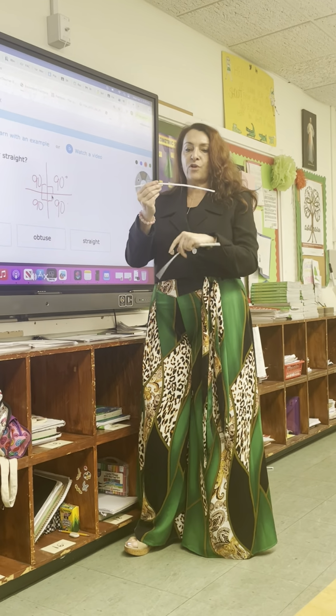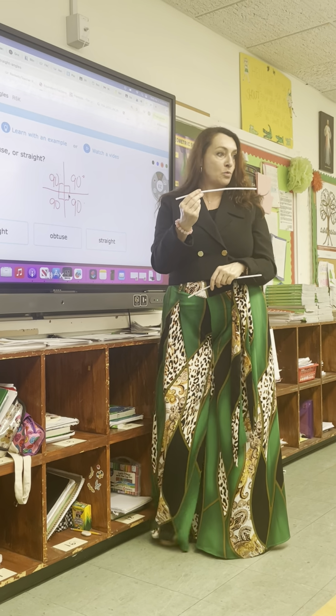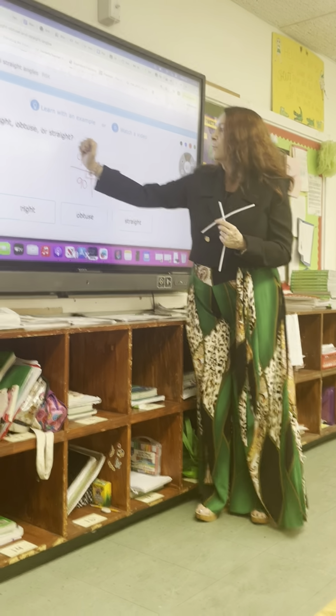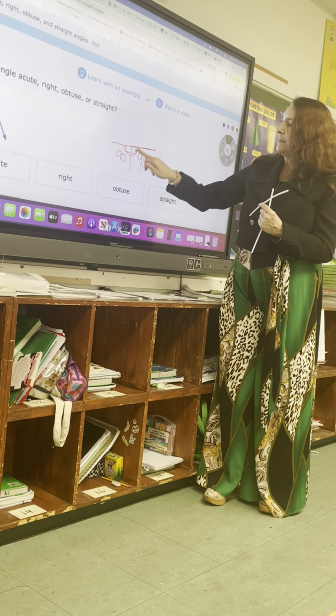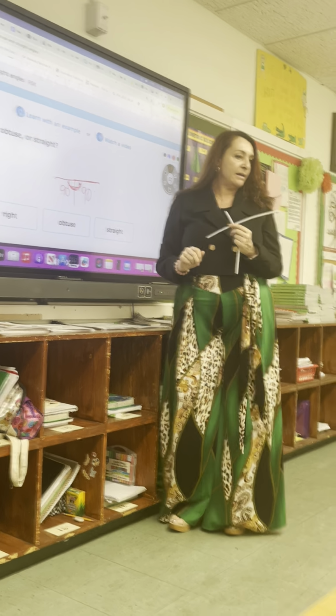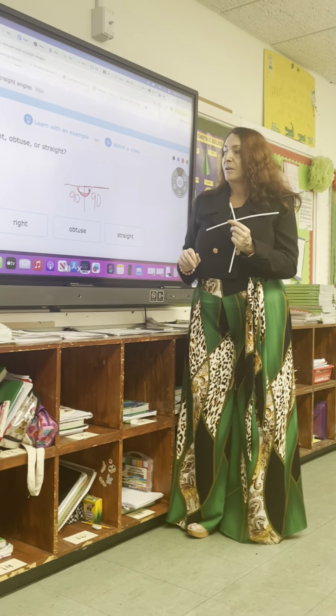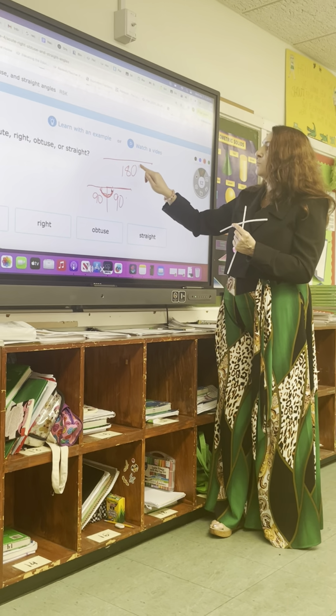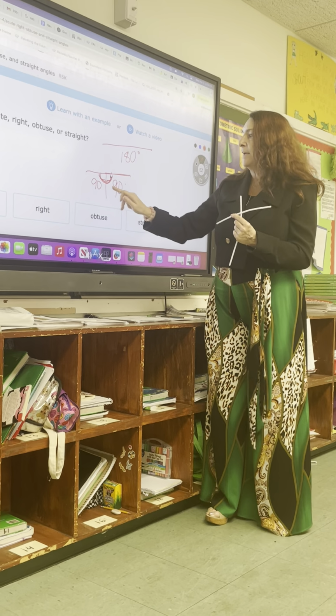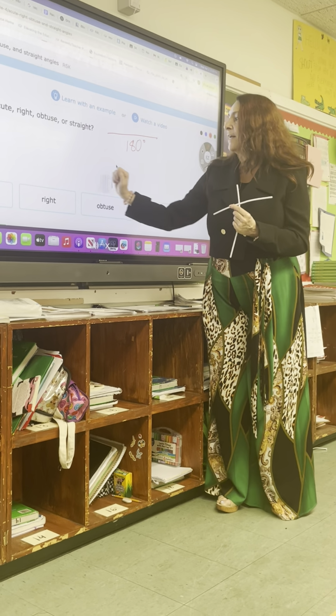So that brings us to straight angles. A straight angle is 180 degrees. Why? Very simple. We remove the top of this, and we have 90 plus 90. What is 90 plus 90? Yes, 180. And this straight angle is equal to 180 degrees, okay? 90 plus 90. So we learned that.